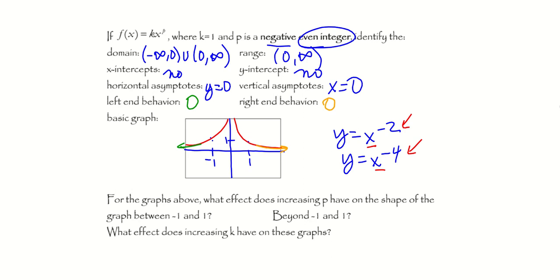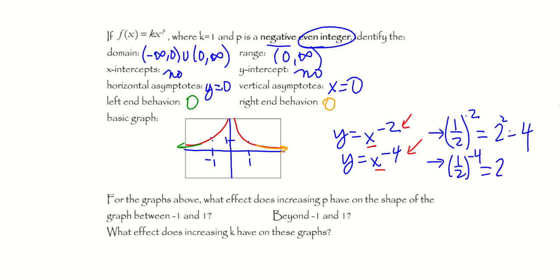If our input is a fraction less than 1, so for example, if we took 1/2 and raised it to the negative second, the negative would flip that and we get 2 to the second, which is 4. But if we were to take 1/2 and raise it to the negative 4, that would be 2 to the 4th, which is 16. So if this is my graph of x to the negative second, then my graph of x to the negative 4th would grow faster.